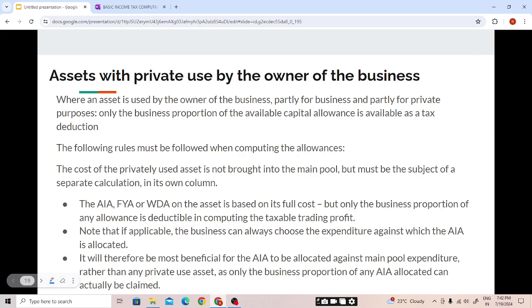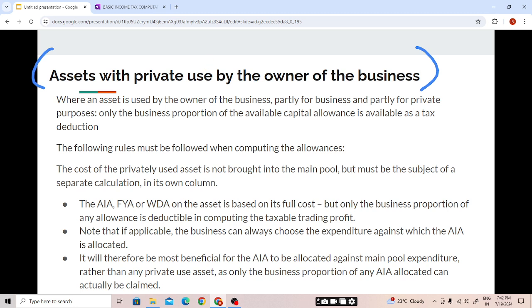Now we will be starting with the 4 new topics in today's session. Before that, we had a revision of the topics which we have covered in a previous session. So now moving to the assets with private use by the owner of the business.